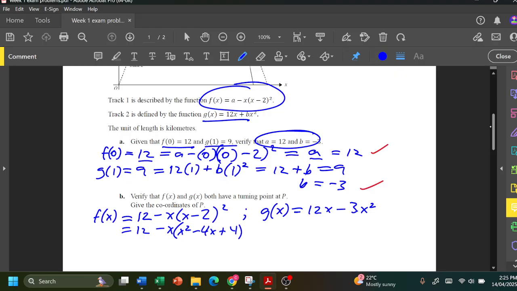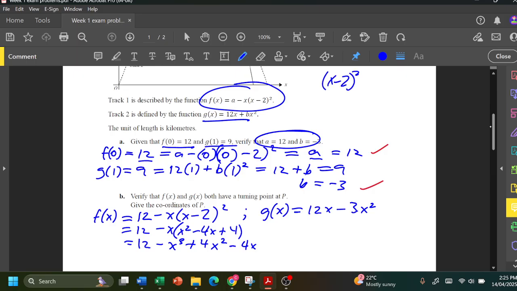Okay, and then we can just expand those brackets. So this will give us 12 minus x cubed plus 4x squared minus 4x. Just be really careful here. What I've done is I've expanded, so first up I've expanded that perfect square, so the x minus 2 squared.